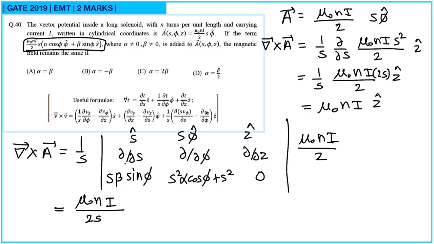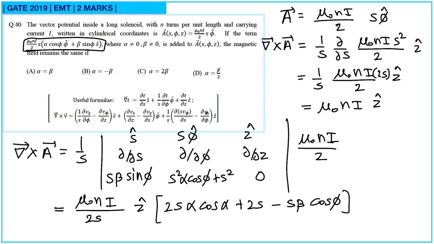s phi cap into, this will be again 0, z cap into, we have dou by dou s of this, so this will be 2s alpha cos phi plus 2s minus this minus of s beta, and derivative of sin phi is cos phi, into z cap. Now this will be equal to mu naught n I z cap. So this will cancel out, z cap same direction, 2s will cancel out, so upon we will have 2s.